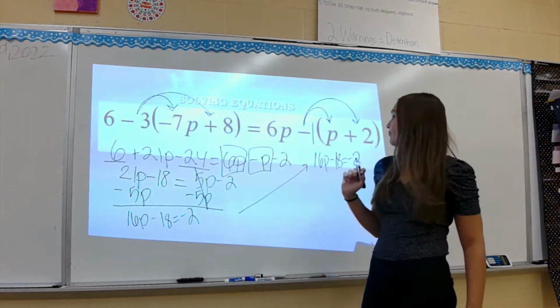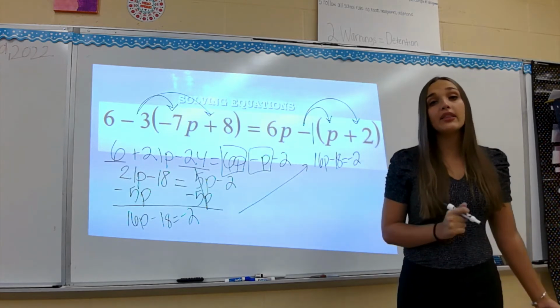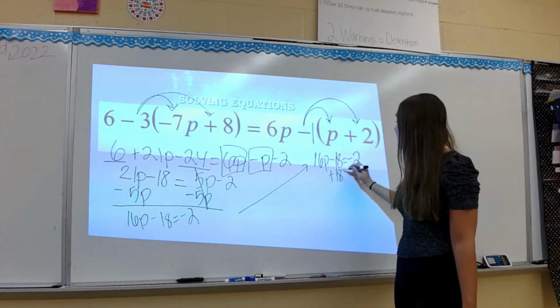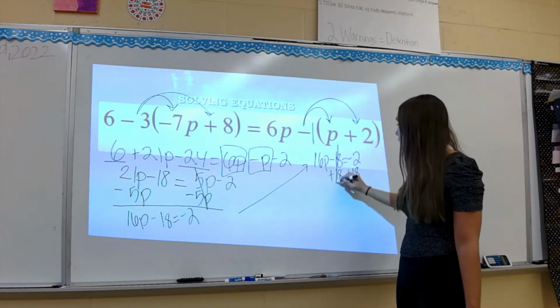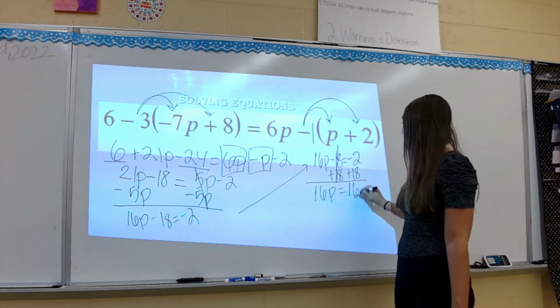These canceled out. This gave me 16p minus 18 equals negative 2, just so we can see it a little bit more clearly. Once we get here, we have our two-step equation. So I need to get that variable alone. I'm going to add 18 to both sides to move it over, and I get 16p equals 16.